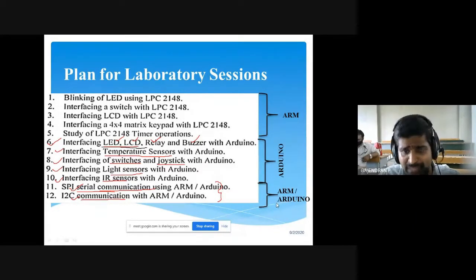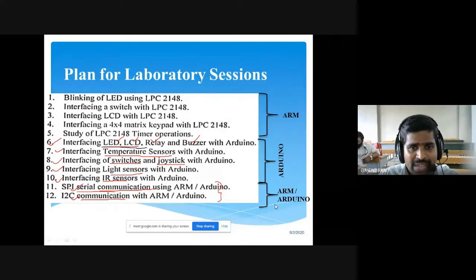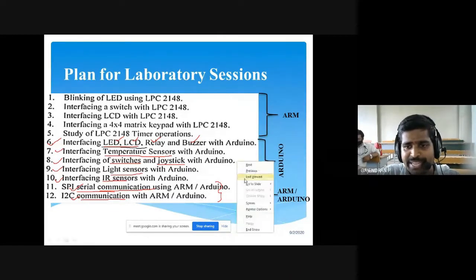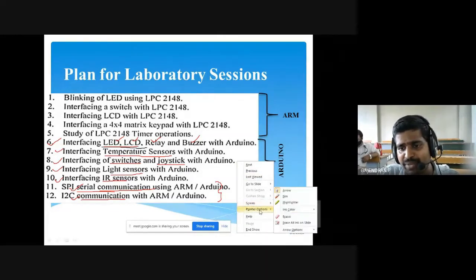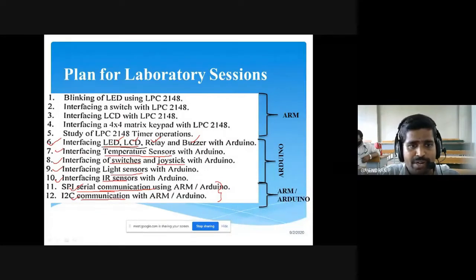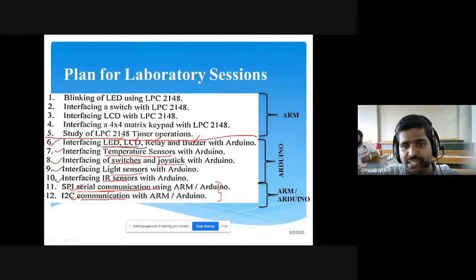Since we don't have any hardware laboratory to access, we are going to start from experiment number 6. That means we are going to do the experiments with Arduino. From this 6th experiment, we are going to do our virtual lab. I hope this is clear for you. No need to memorize anything. Just take a screenshot of your experiment alone.